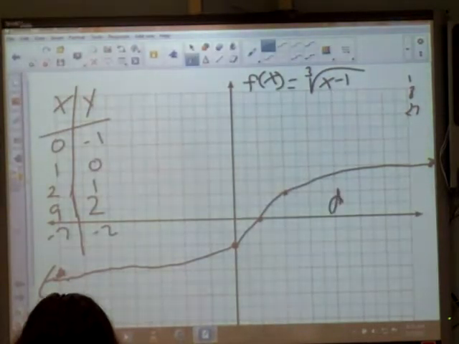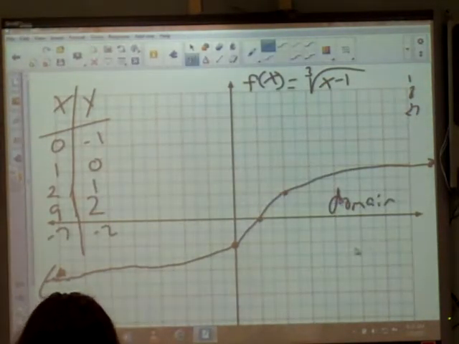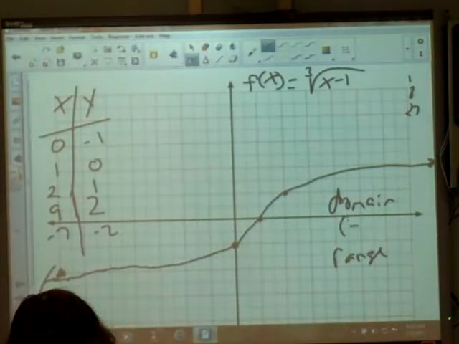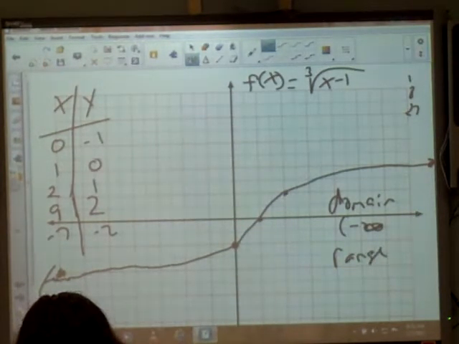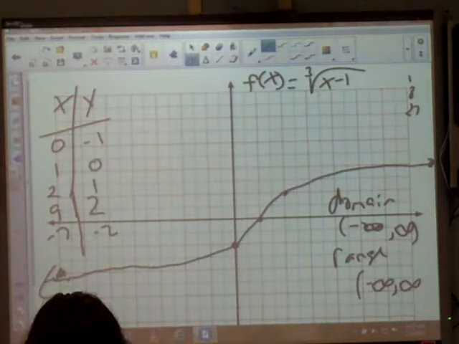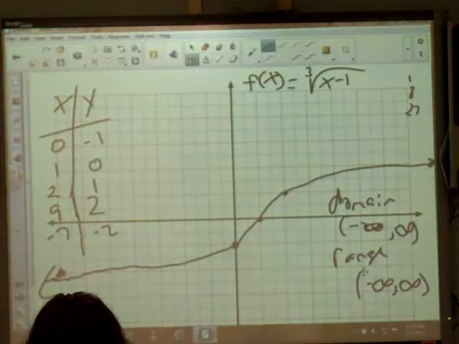Okay, what would the domain? Domain and range are easy on odds. What would the domain and range be? Good, -infinity to infinity on both of them. And that is it.